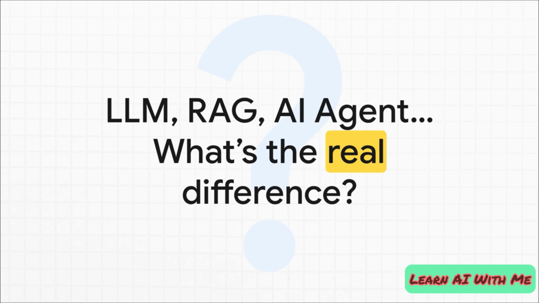You hear these terms all the time: LLM, RAG, AI agent, and now this new thing, agentic AI. What is the real difference here? Are these totally separate technologies, or is there some kind of connection? Well, that's exactly the question we're going to tackle today.